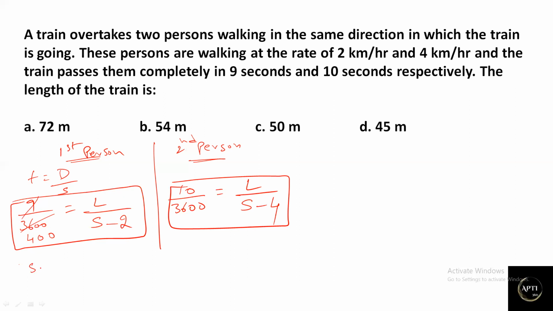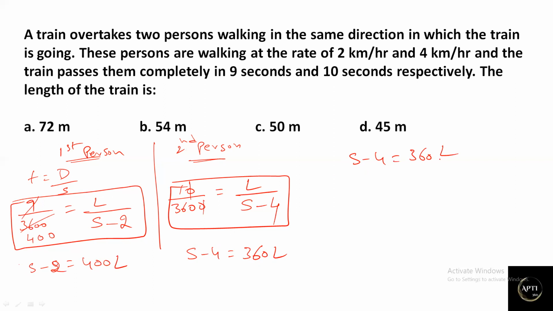S minus 2 is equal to 400 L. Similarly, here 0 will get cancelled. S minus 4 is equal to 360 L. Now we know s minus 4 is equal to 360 L, right? So we just always need to think about how we can cancel the values easily. Don't make your calculations more complex in the exam.